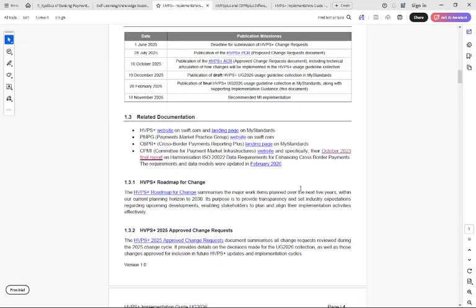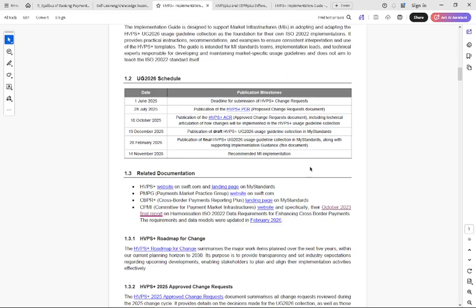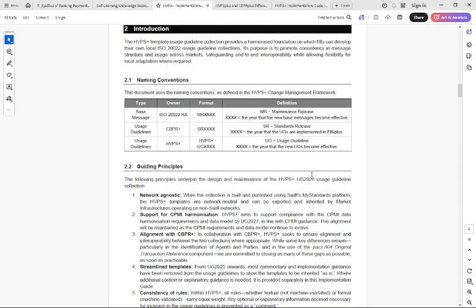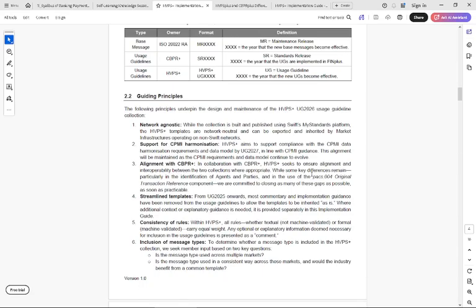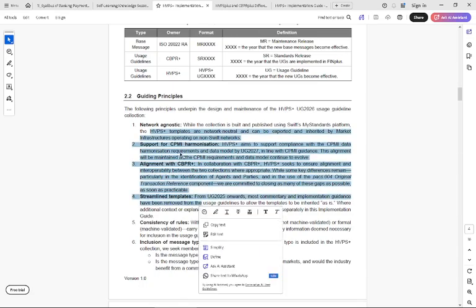So at a very high level, HVPS, high value payment system, PMPG, the Payments Market Practice Group, is used to write down all the SWIFT rules. Cross-border payment was already discussed with you. CPMI, the Committee on Payments and Market Infrastructures, also decides the rules of this high value payment system. Right.